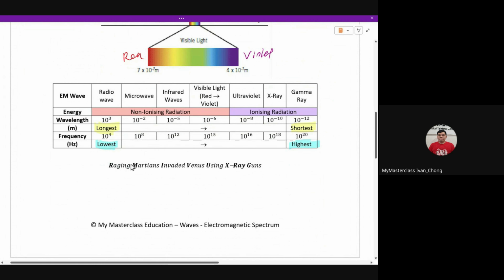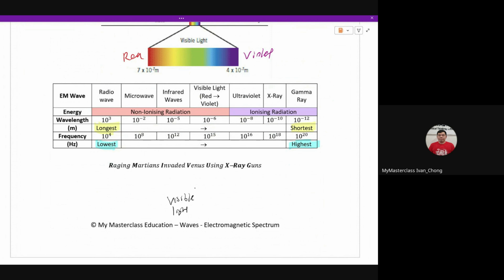Back when I was in school, the teacher taught us: Raging Martians Invaded Venus Using X-ray Guns. So R for radio wave, M for microwave, I for infrared, V for visible light, U for ultraviolet, X for X-ray, G for gamma rays. The thing is, I can't really remember this method. So for me, I remember it starting from visible light.